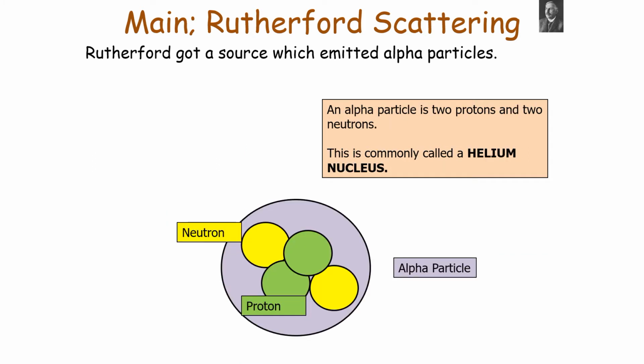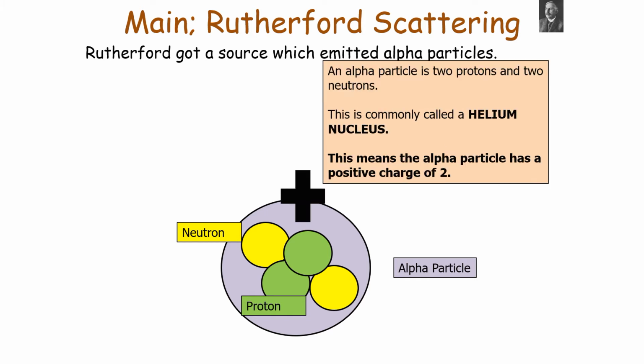Now, an alpha particle is just 2 protons and 2 neutrons. Now we commonly call this a helium nucleus. So an alpha particle has a positive charge of 2. So it's a positively charged particle.